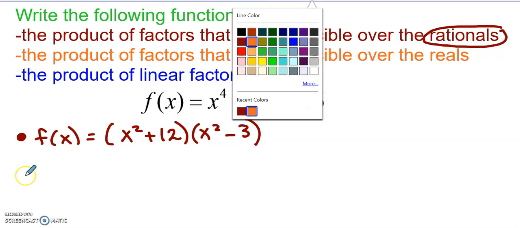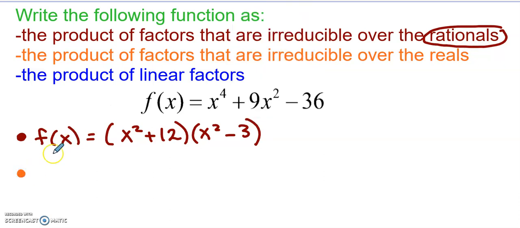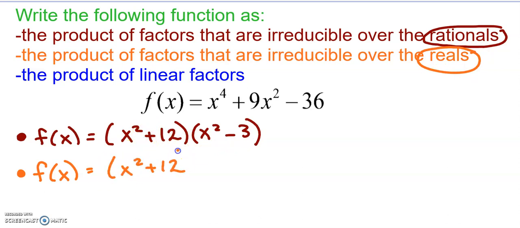Next, let's see if we can continue factoring f of x, but now these numbers are going to be real. Okay, well, if I factor this, it's not going to be real numbers. They would be imaginary. So I have to keep this as is. But I can actually factor x squared minus 3 as x minus square root of 3, x plus square root of 3. Root 3 is not rational, but it is real. So now that was factorable over the reals.